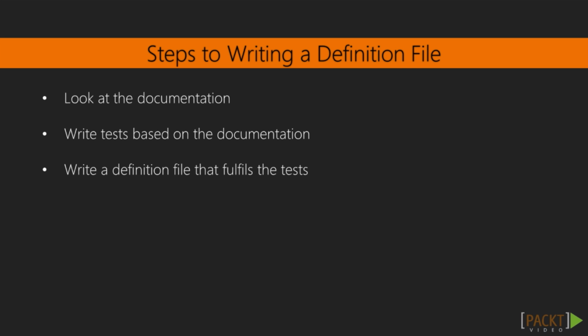To write a definition file, it's recommended to first take a look at the documentation, and then write some tests from that documentation. The tests aren't runnable, like how you would run unit tests, but instead it's a file that contains code that should compile. Similarly to unit tests though, we should cover every situation of using the code as possible. The final step in this process is to write a definition file that fulfills the tests.